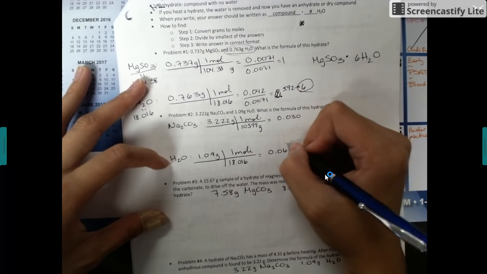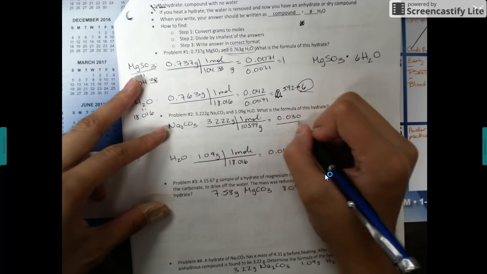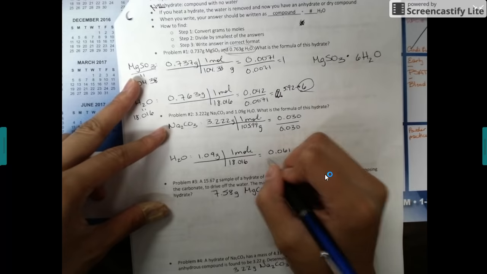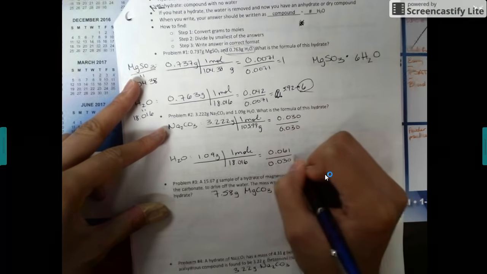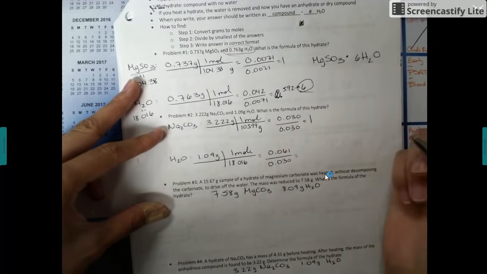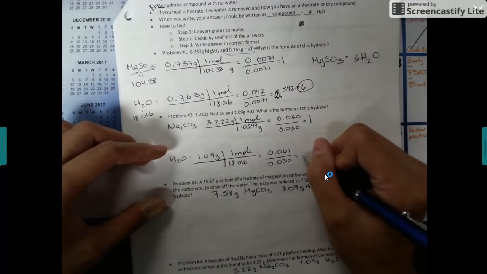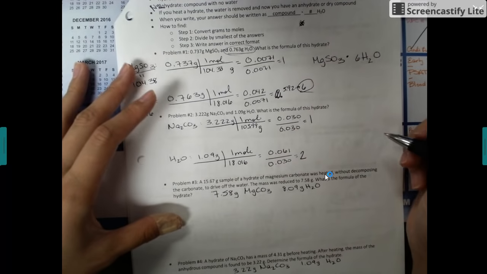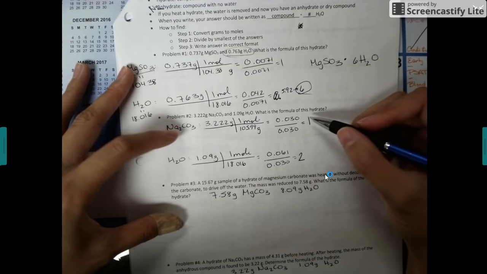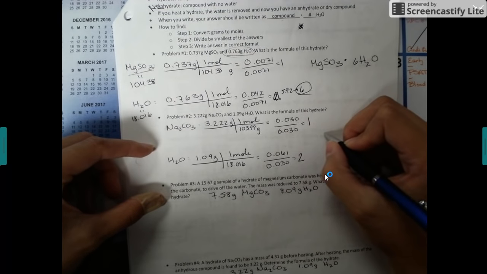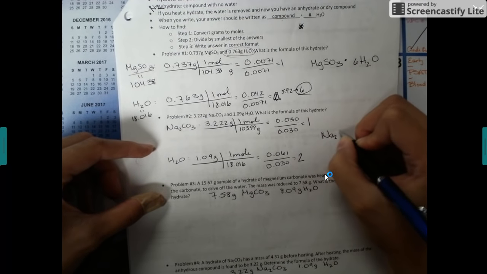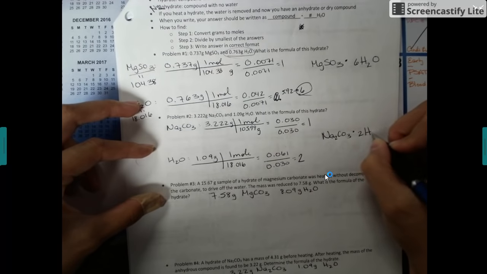Divide by the smallest of the answers, which is step 2, 0.030. Top one, I get 1. Bottom one, I get 2. Or it's basically about 2 if I rounded. So what I know is I have 1 Na2CO3 for every 2 H2O. So then I write my formula in the correct answer format. Na2CO3 · 2 H2O. Got my answer there.